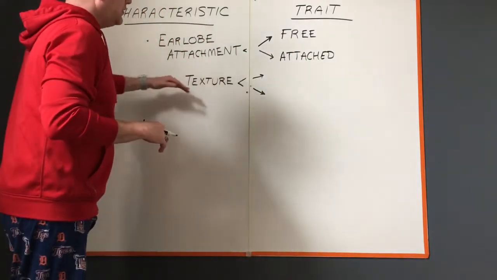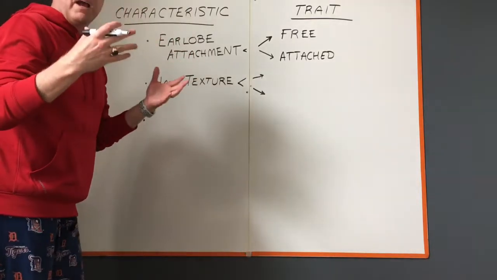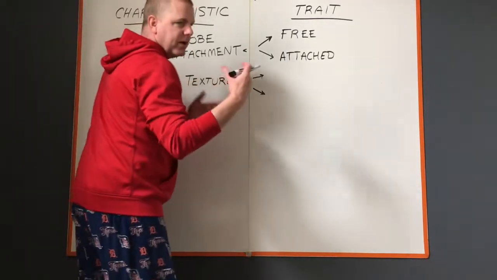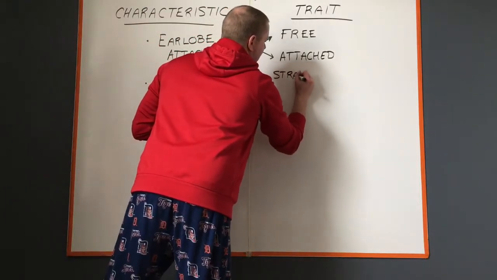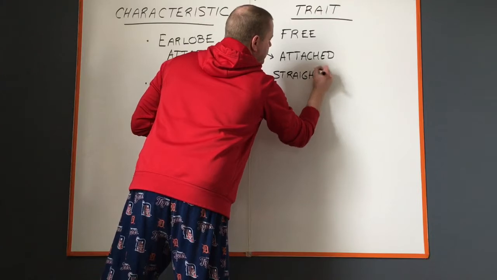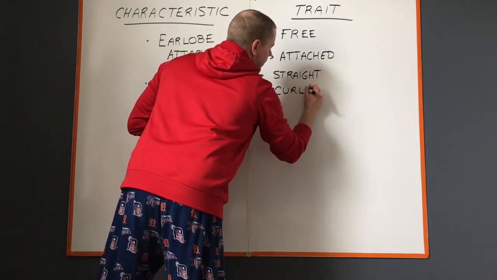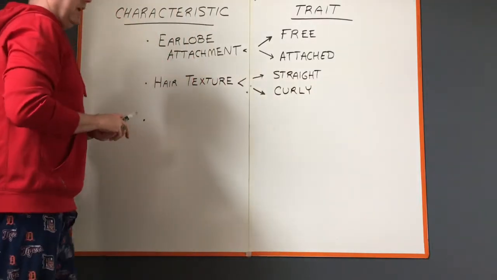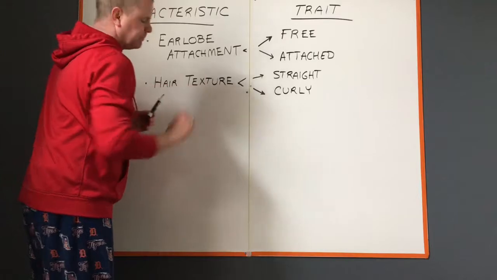All right, hair texture, let's give you a couple of those. The characteristic is overarching: you have some kind of texture to your hair. But there are some options, right? You could have straight hair, and that is a trait. But you could also have curly hair, and curly hair would be a trait as well for a characteristic, which is hair texture.